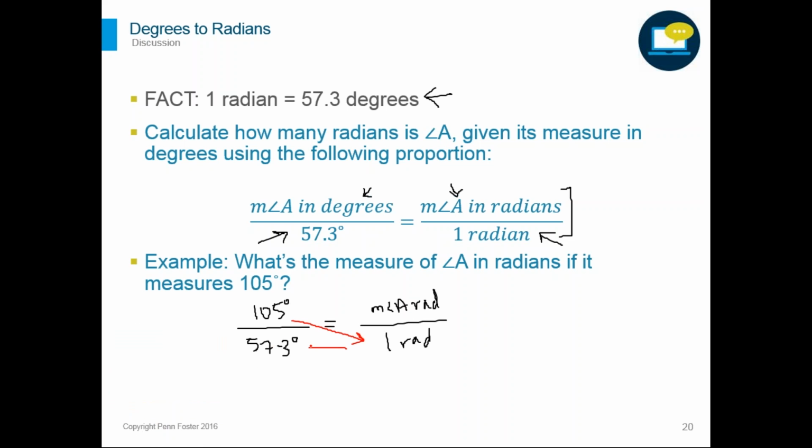Cross multiply and then divide. So the measure of angle A equals 105 times 1 divided by 57.3, and that will give you what? 1.8. What's the unit? Radians.